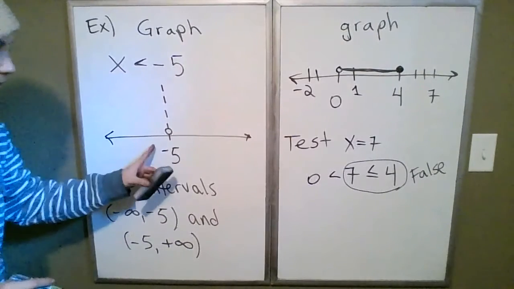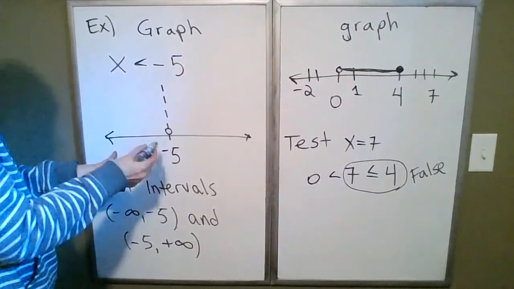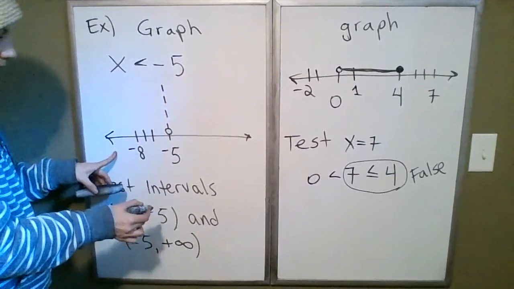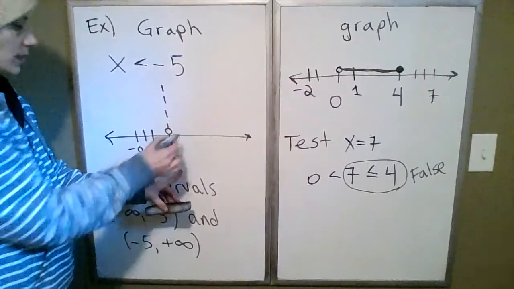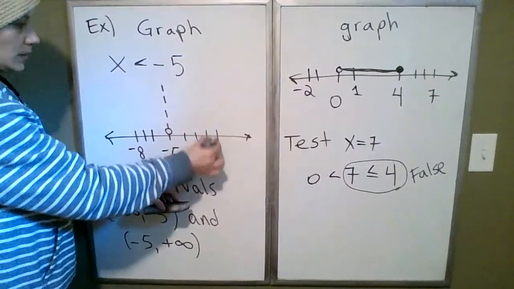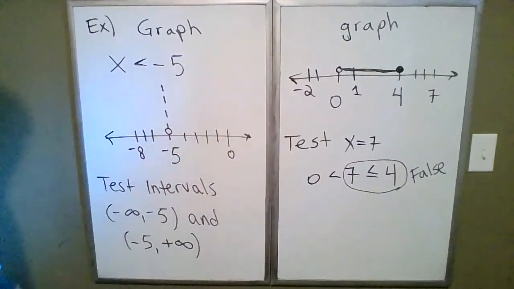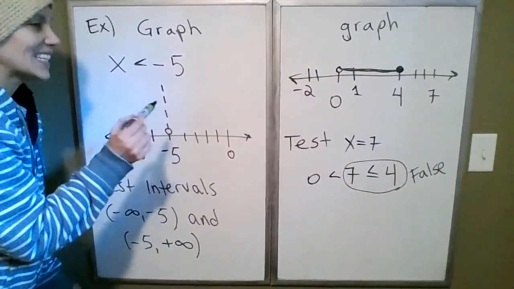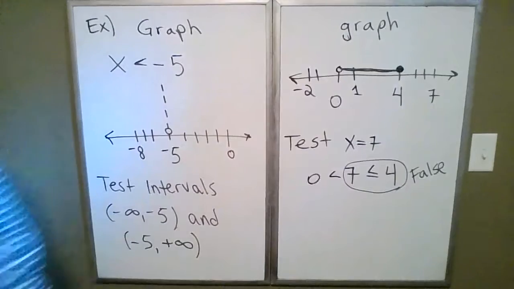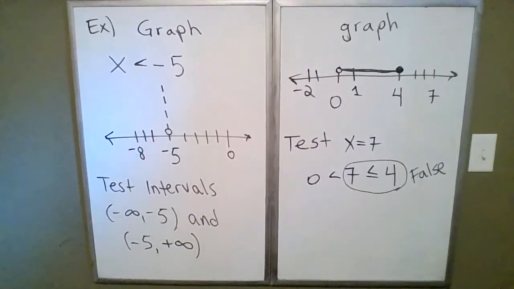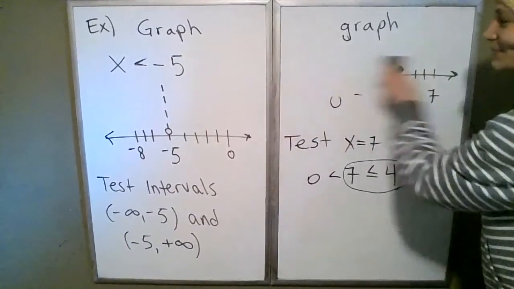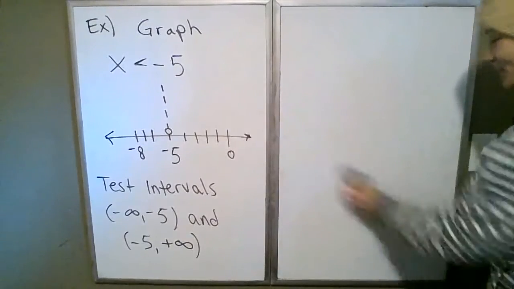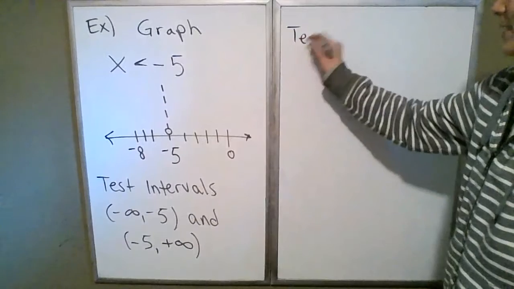And then you test some number less than -5, like maybe -8. And then we'll pick a number greater than -5. I'm going to try 0. And then we'll see which side to shade. First test.